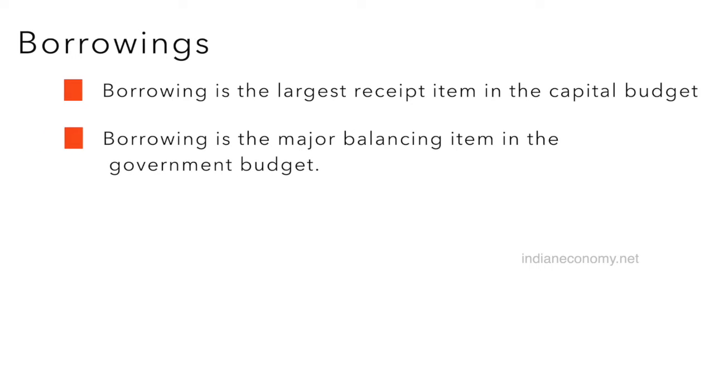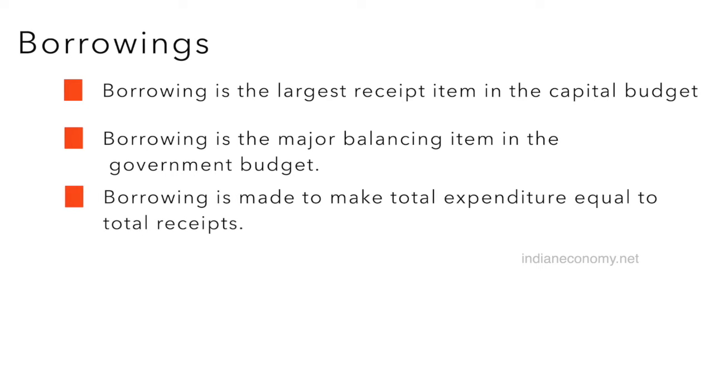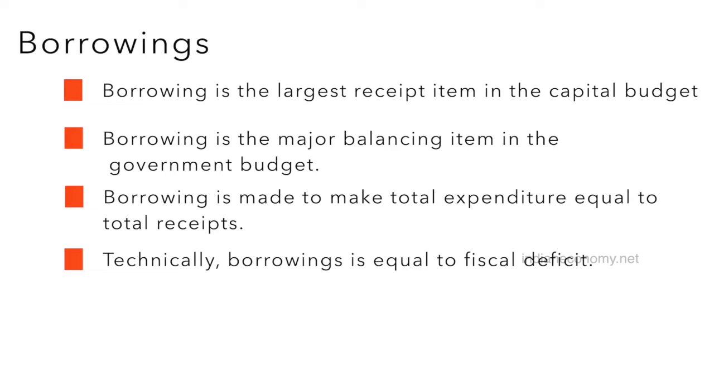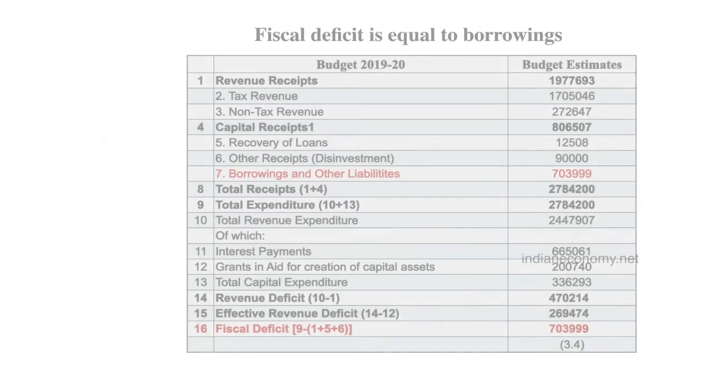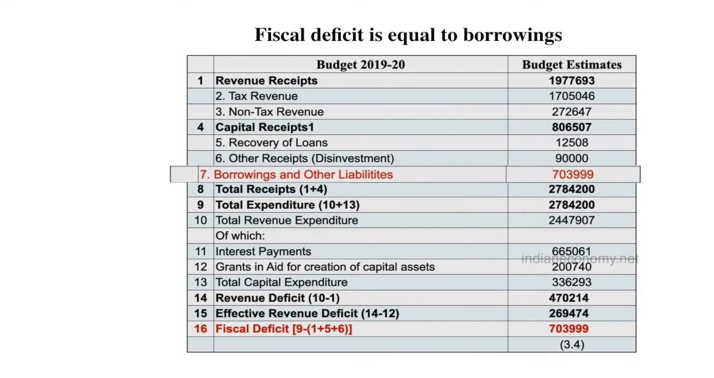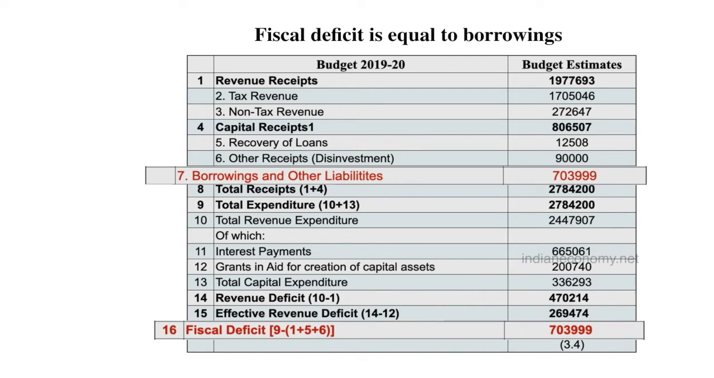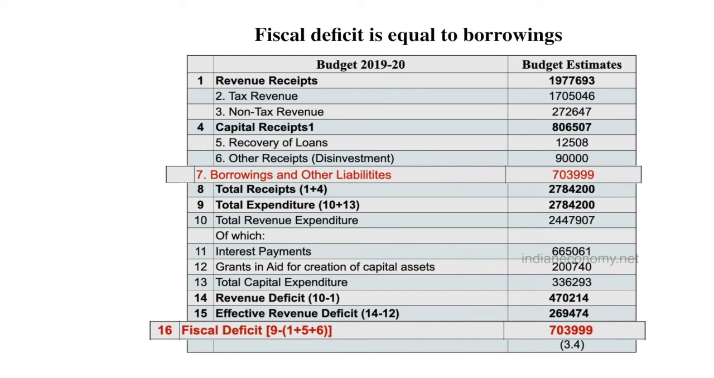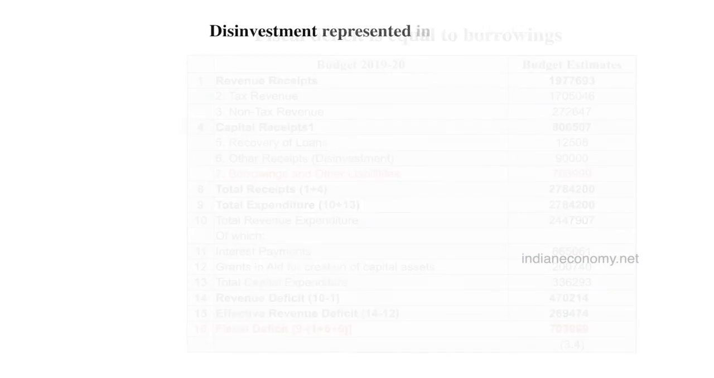And borrowing is the major balancing item in the government budget. Borrowing is made to make total expenditure equal to total receipts. Technically, borrowing is equal to fiscal deficit, and higher borrowings means higher fiscal deficit. You can see that under item number 7, the amount is 7,03,999 crores rupees. The same amount is there under item number 16, that is fiscal deficit. That is also 7,03,999 crores rupees. So fiscal deficit is equal to borrowing in the Indian budget context.